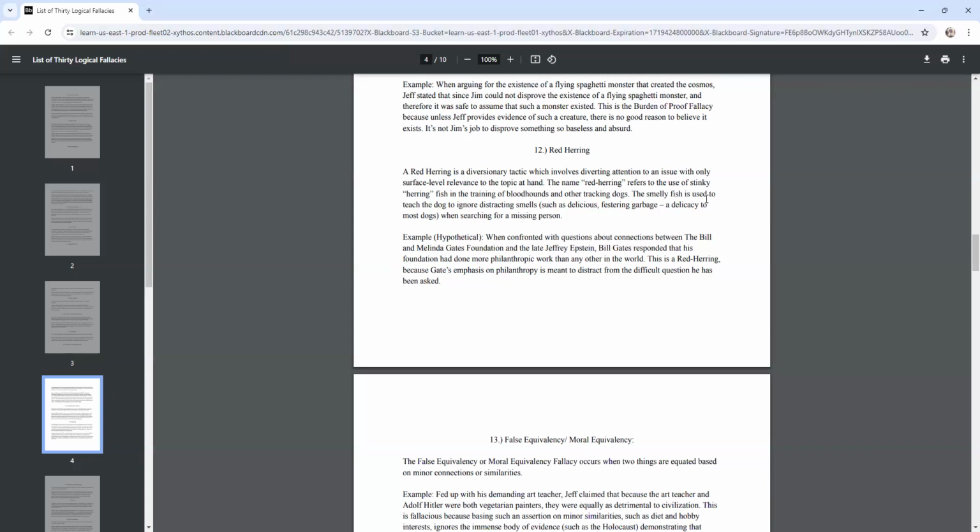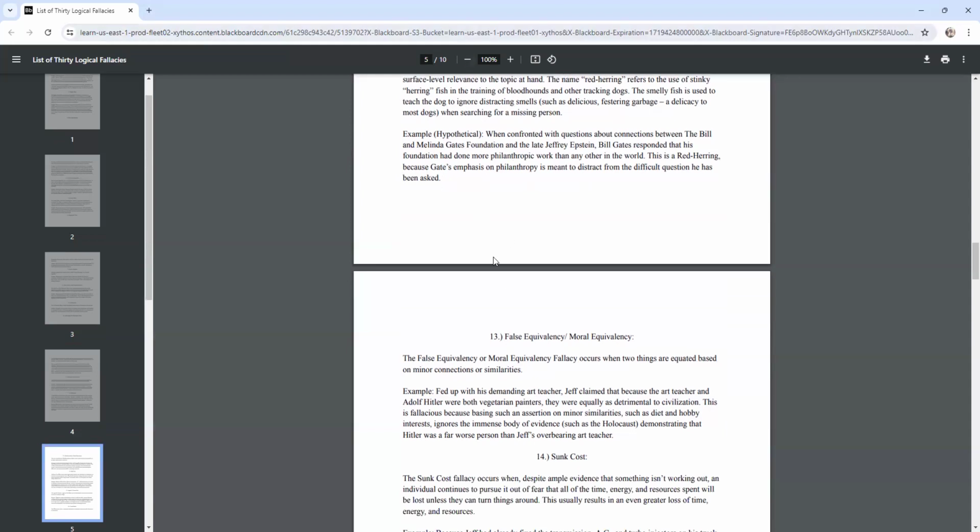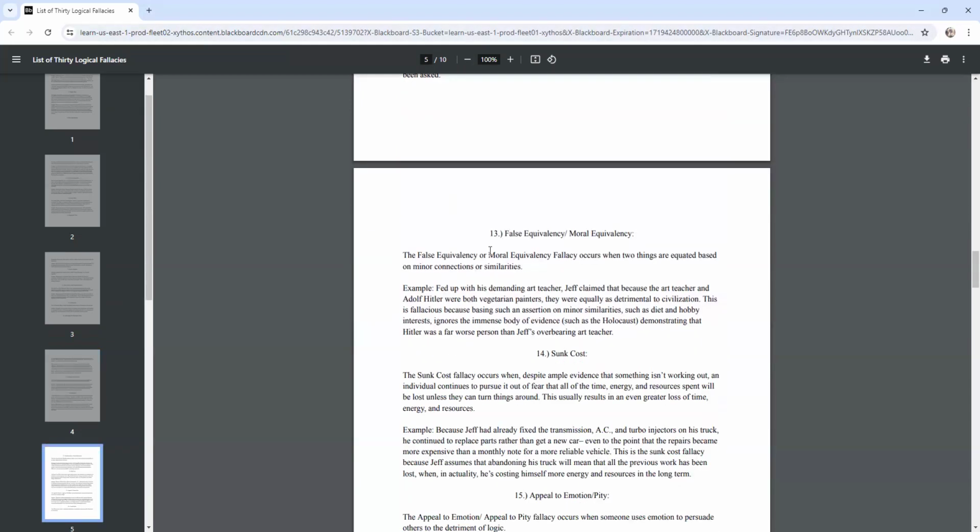Here's my example. When confronted with questions about connections between the Bill and Melinda Gates Foundation and the late Jeffrey Epstein, Bill Gates responded that his foundation had done more philanthropic work than any other in the world. This is a red herring because Gates' emphasis on philanthropy is meant to distract from the difficult question he has been asked, right? And again, these are based on real events. I'm just going to leave that there.